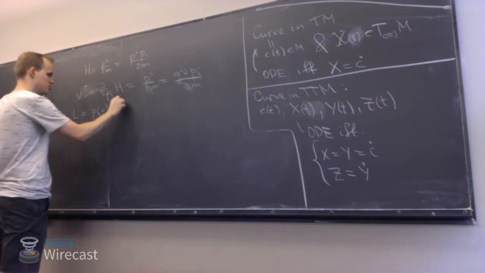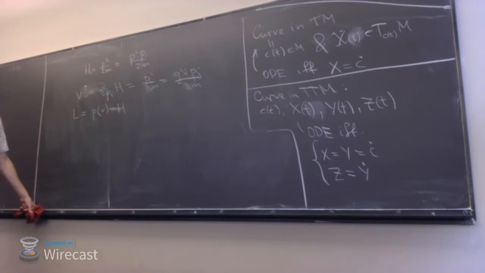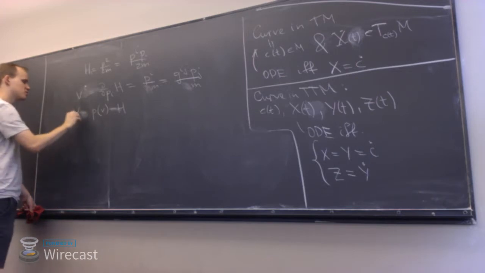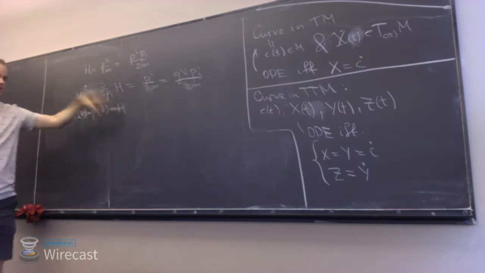Minus H. But then there's a problem with H too, right? It's a function on T star Q. But L is supposed to be a function on TQ. So this is L of basically V. This is fine. This is already a function of V. P acting on V. P is a function on T. So that's fine. What about H?